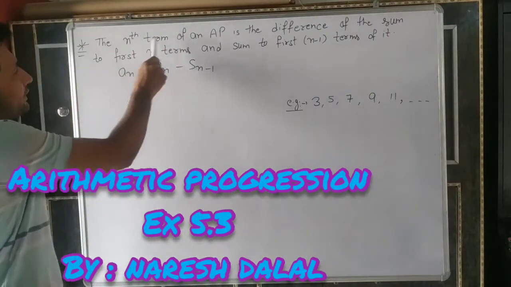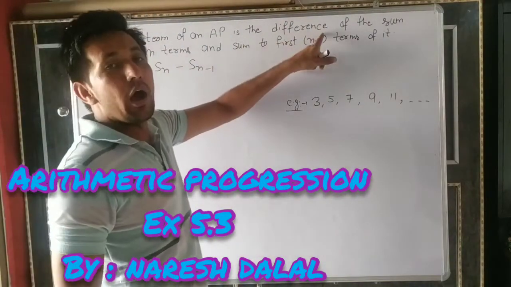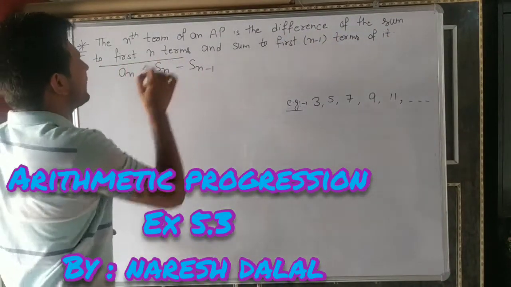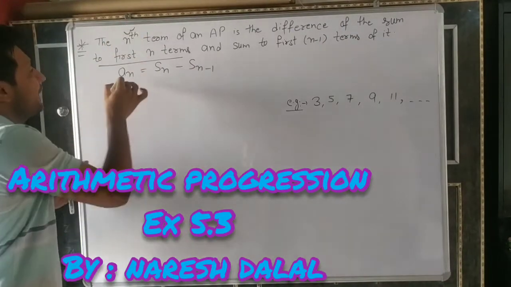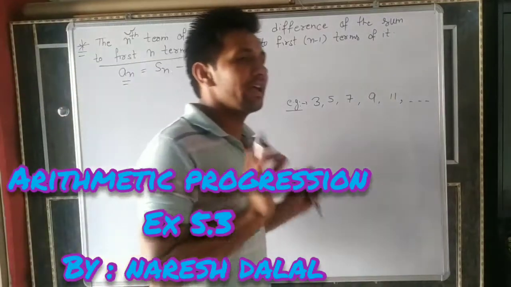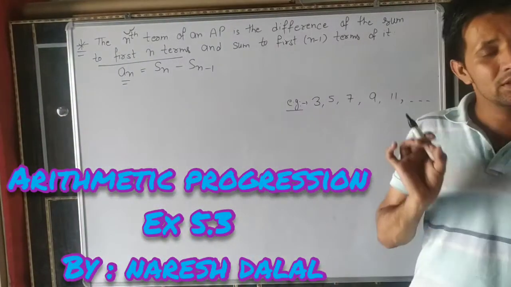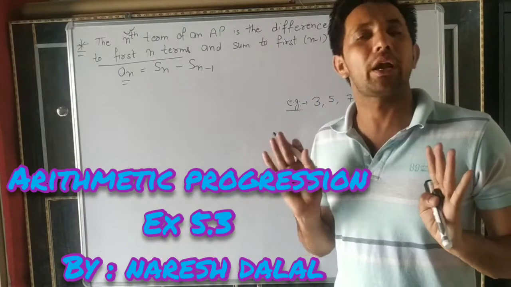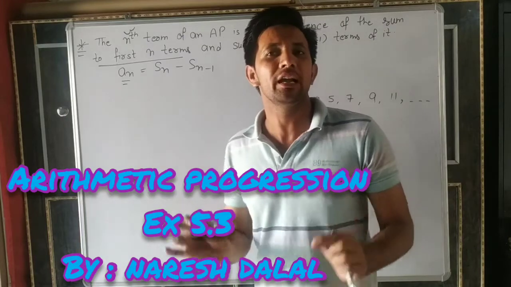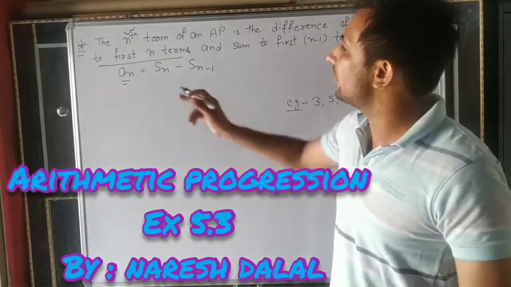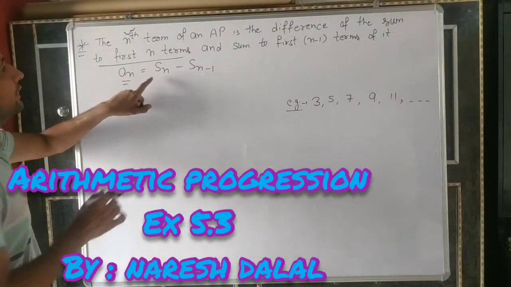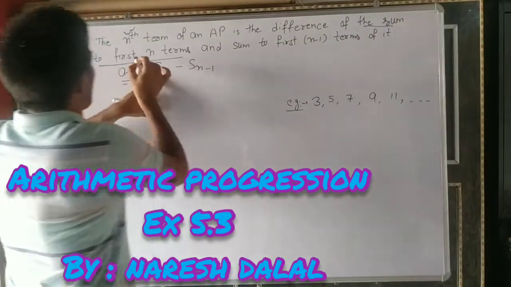The nth term of an AP is the difference of the sum of the first n terms. How to find the nth term? We can find it by this formula also, dear. If Sn, the sum of n terms, is given, whenever neither a nor the common difference is given, only the sum of n terms is given, we will use this formula. So how to find the nth term, An? It is the difference of the sum of the first n terms.